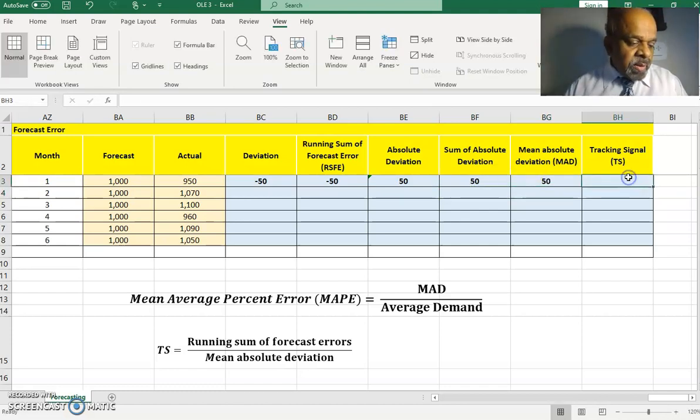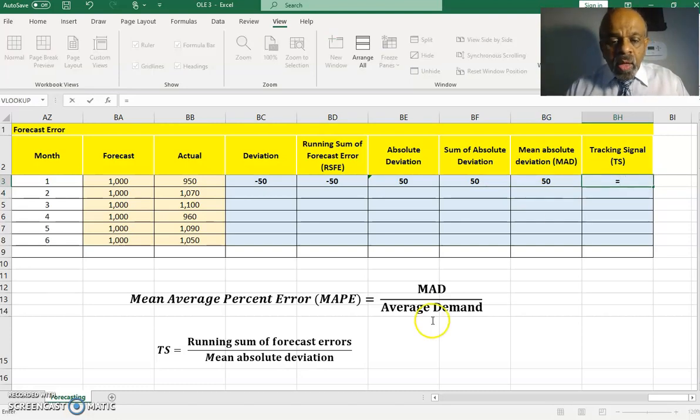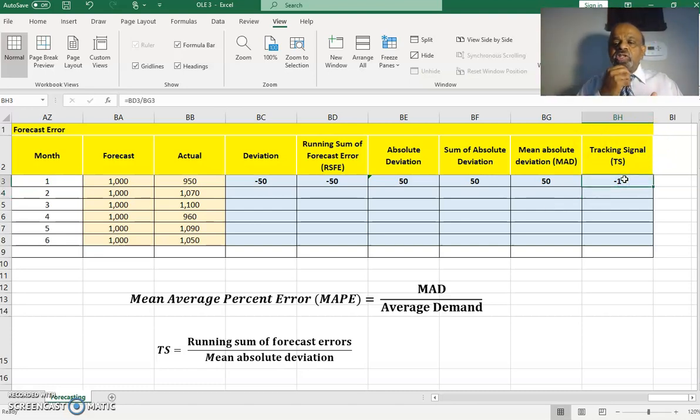The tracking signal is going to be equal to the running sum of forecast errors, which is RSFE, divided by the mean absolute deviation, which is MAD, which is 50 again. That is now going to be minus 1. So it is telling me that we forecasted it in a negative way. That means I've forecasted more than what is actual. So I might have bought more materials, supplies and things like that than is actually needed. So that is my error of minus 1.